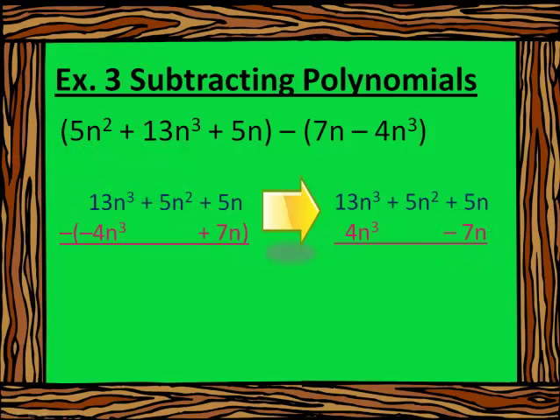I can now combine my terms. 13n cubed plus 4n cubed will give me 17n cubed. With 5n squared, since there's nothing written below it, I can just rewrite 5n squared, plus I have that 5n and that negative 7n. When I combine them, 5n minus 7n will give me negative 2n.